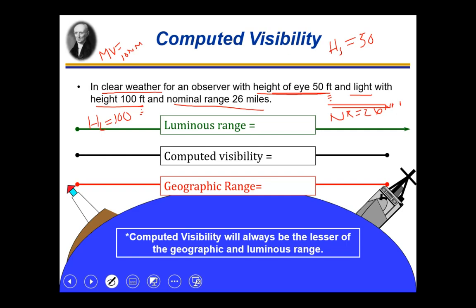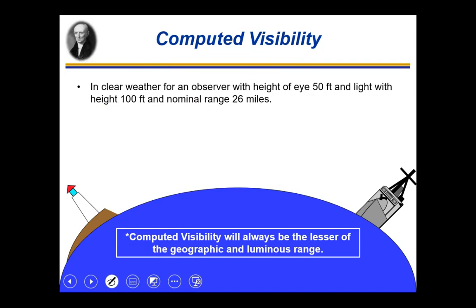So first we're going to calculate geographic range. Just remember though, with these 4 data points, when we're calculating geographic range, we're going to use heights. So height of eye of the observer from the ship and the height of the light. So these 2 values are going to go into our geographic range calculations. And then we're going to pull out the luminous range diagram and use both meteorological visibility and nominal range values to determine our luminous range. So first, let's go ahead and calculate geographic range.